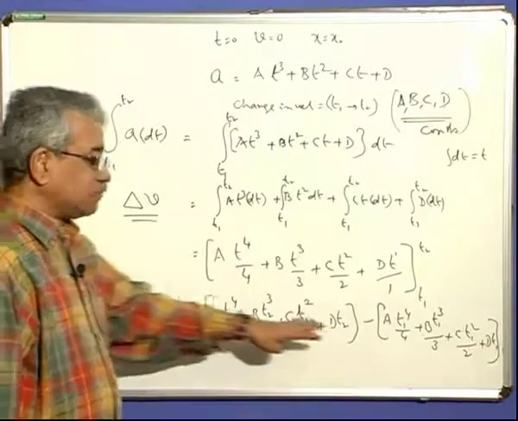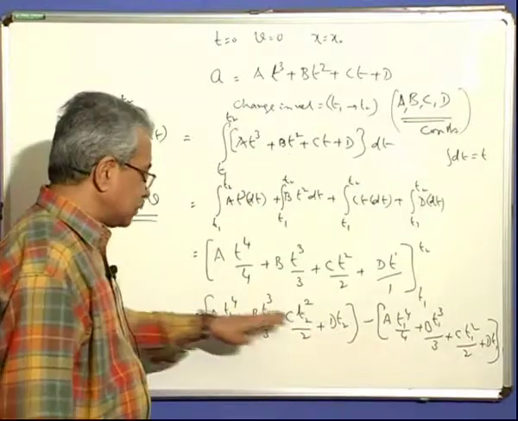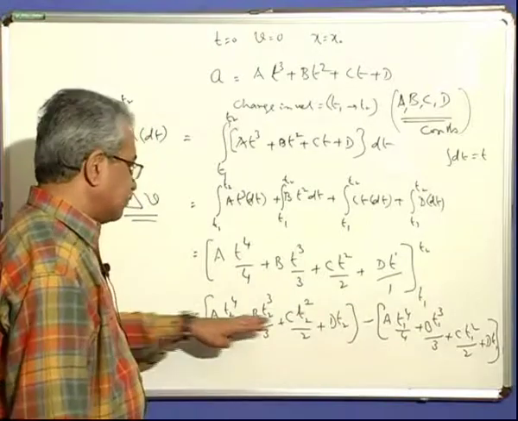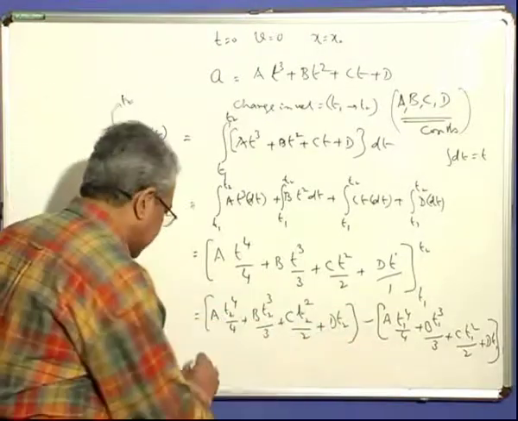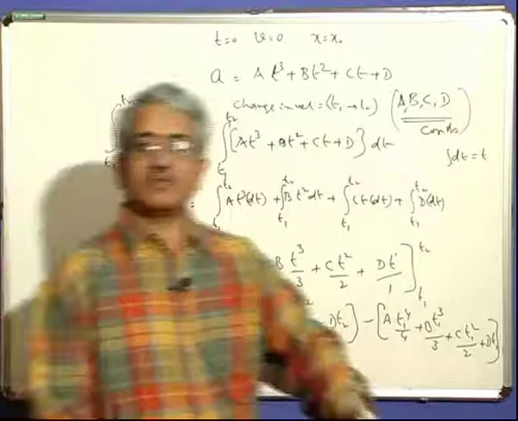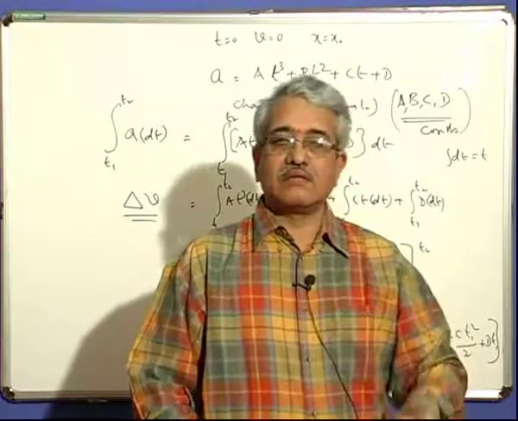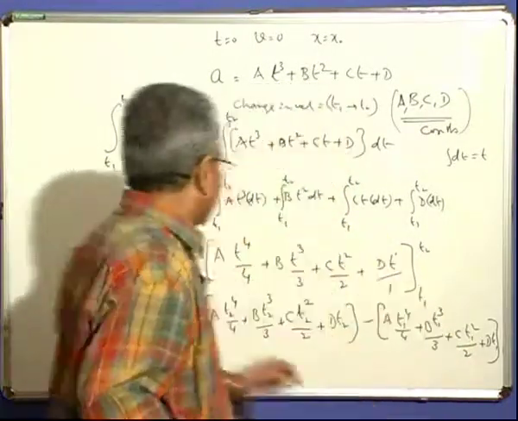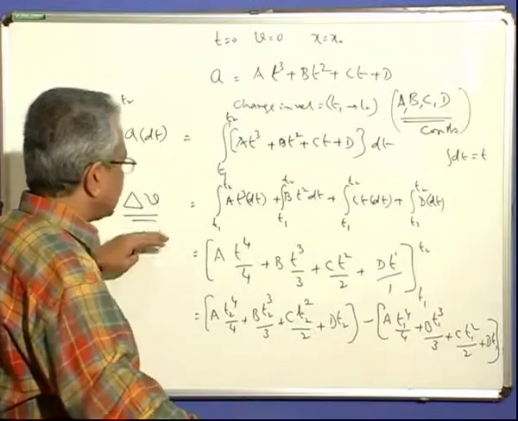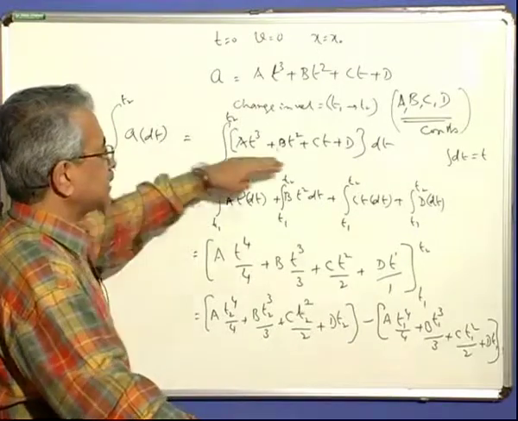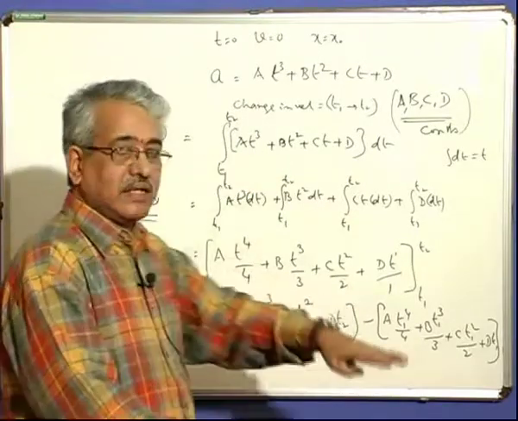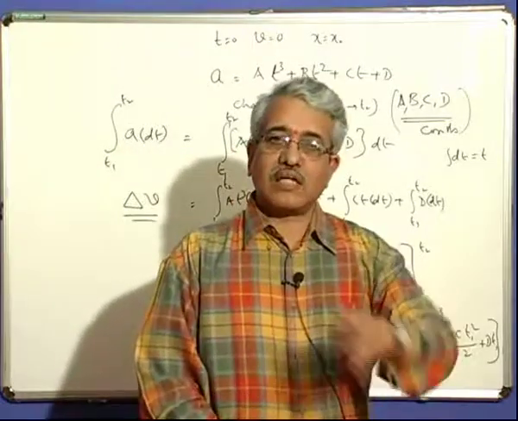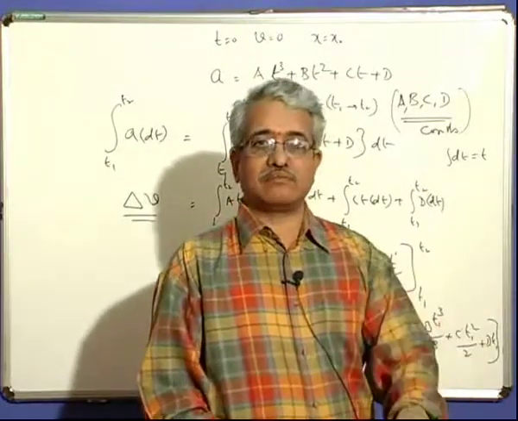If you know the values, actually if numericals are given here, you can substitute the values for t2, a, b, whatever they are, and you can get the answer accordingly. That is what is given in your modules. Like this, you must be able to find out the change in velocity from the integration of the acceleration equation. In the same way, you can also integrate the velocity equation and get the displacement.